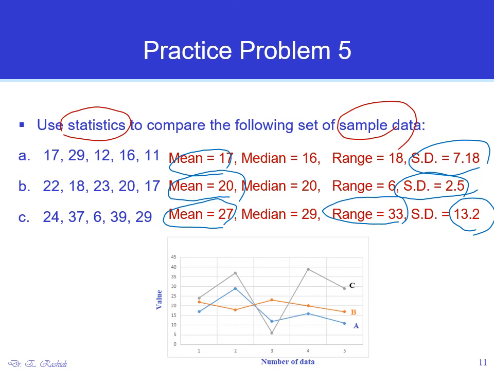Set B, on the other hand, which is shown by the orange color here, has the least variability among these three sets of data. So this is how you would use these statistics or these parameters, if we were talking about a population, to compare different sets of data.